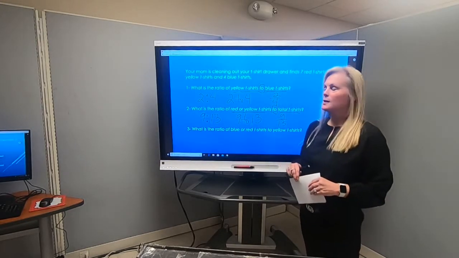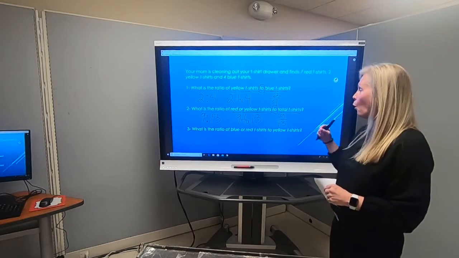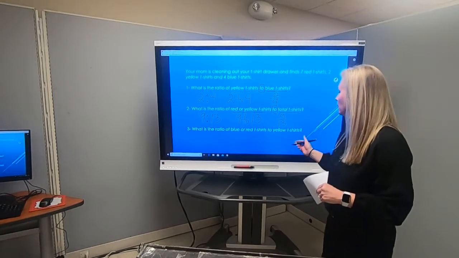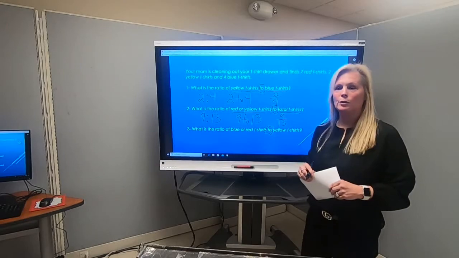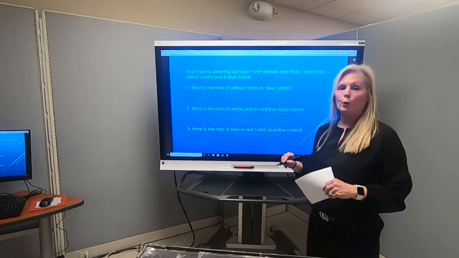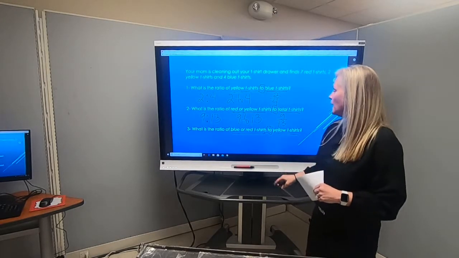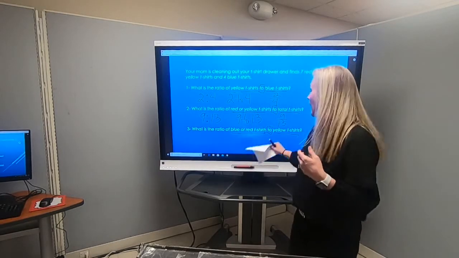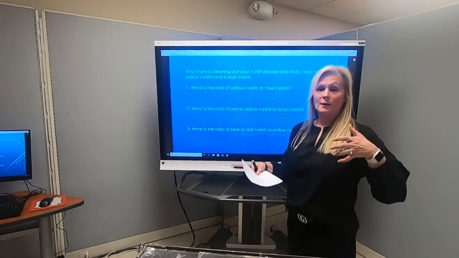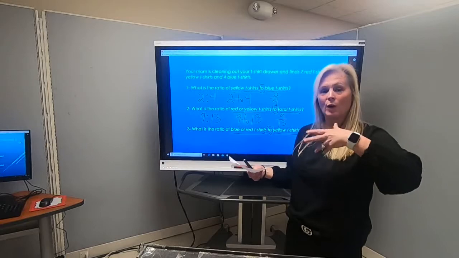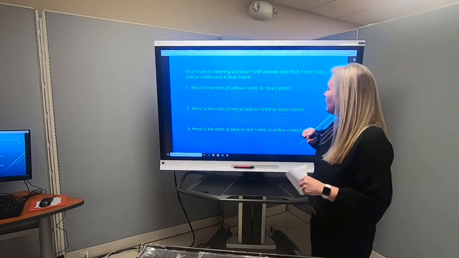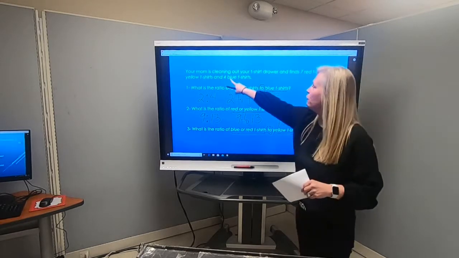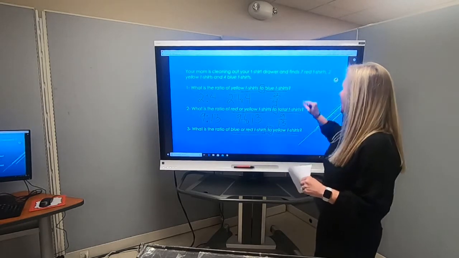Last question on this example. What is the ratio of blue or red t-shirts to yellow? Okay, let's go ahead and box in that word "to." And I have blue or red to yellow. Now when it says the "or," remember, I can pick from blue or red. So I can pick any one of those 2 colors. So if I look up in my information, blue, I have 4 blues, and red, I have 7.